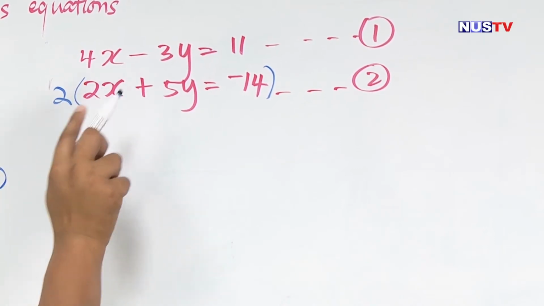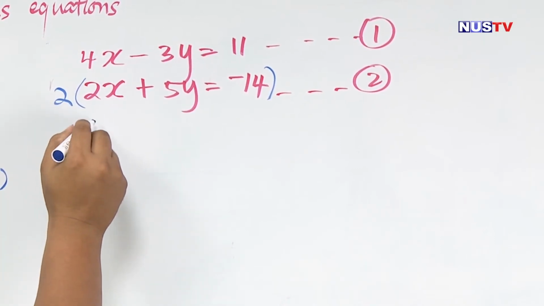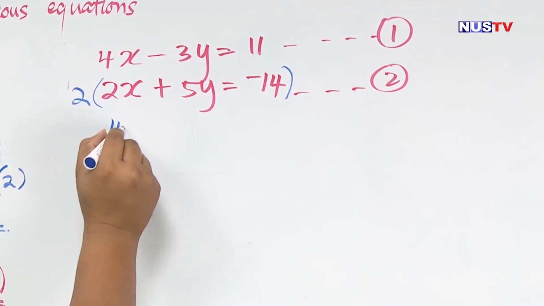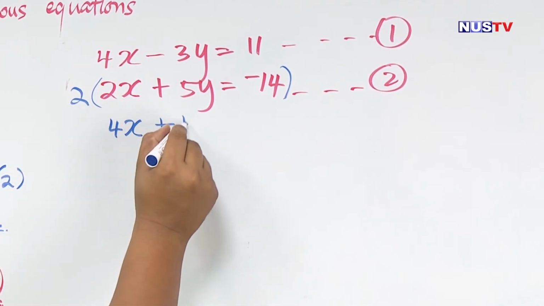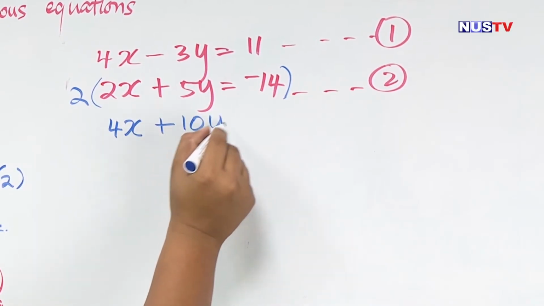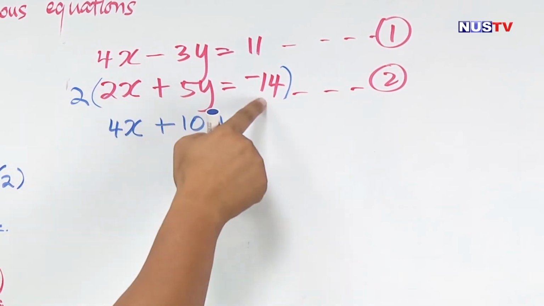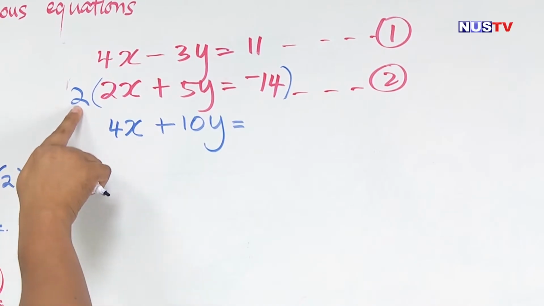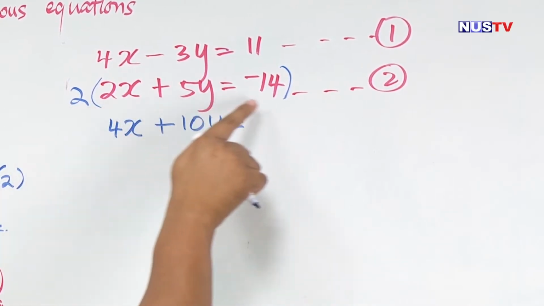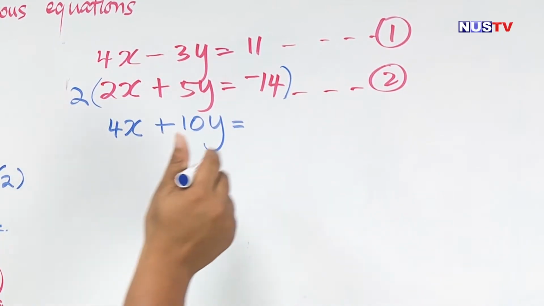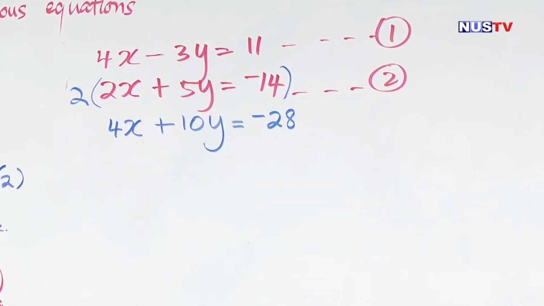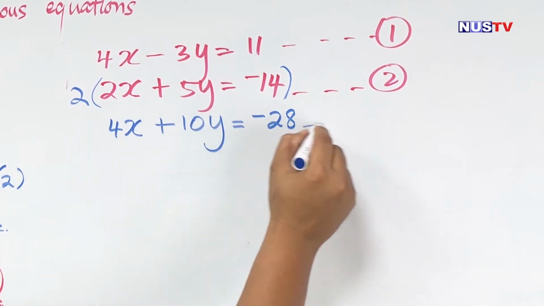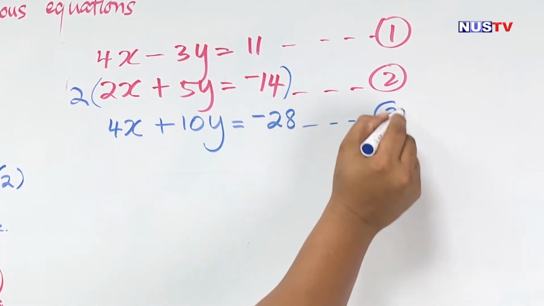So 2 times 2x is equal to 4x, and 2 times 5y is equal to 10y. 2 times negative 14, remember, we are multiplying to every term inside the bracket, so it will be negative 28. So let's call this our equation 3.